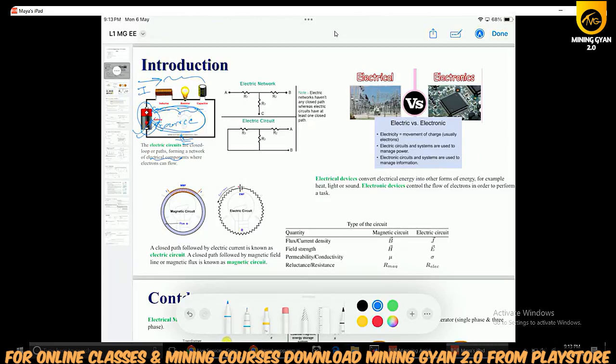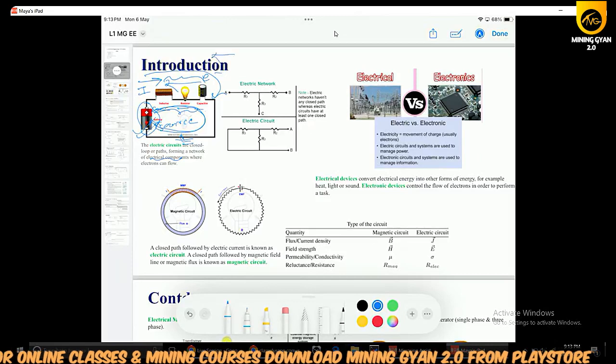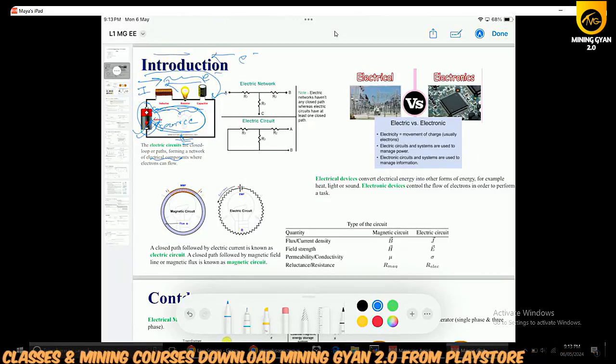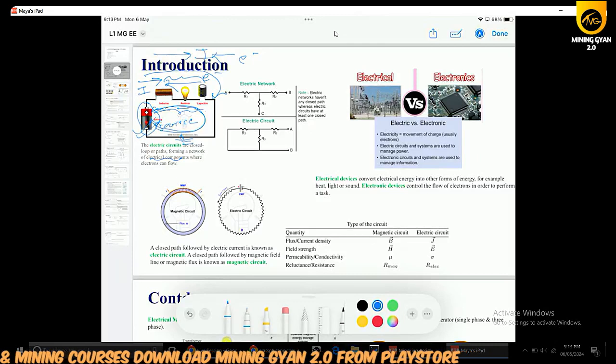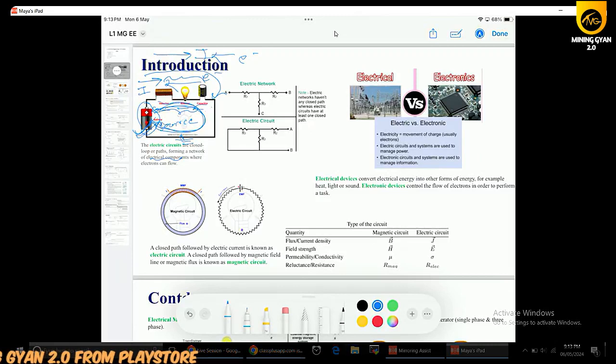Here electrons can flow, because the electron is flowing in this direction, so the current will flow in the opposite direction. This is the basic convention. If the electron is flowing in this direction, the current will flow opposite to that. As we are providing energy through this battery, electrons will flow through these three elements and through the whole circuit, and that's why there will be the flow of current. So this is the electric circuit.